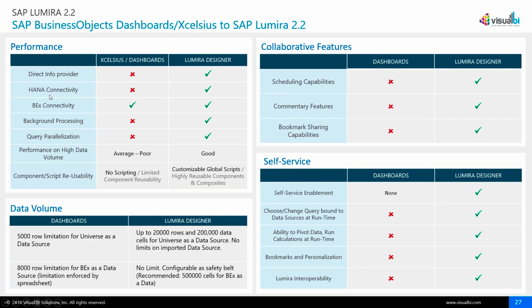On the performance aspects, there are direct connectivity options to HANA as well as BW. So it eliminates the need for a spreadsheet for you to consume data. There are a lot of performance enhancement options as well, such as background processing or copy parallelization. And it can handle more data volume than Excelsius can, and it offers a host of features for end user collaboration. It offers features like scheduling, being able to create comments on a dashboard, or being able to bookmark the state of navigation inside a dashboard.